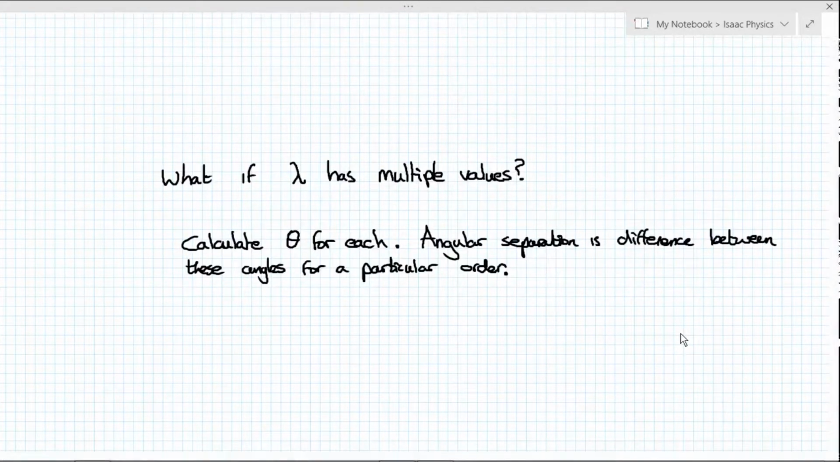You will sometimes get questions where you don't have monochromatic light, or perhaps you have two wavelengths of light or more, and maybe you're asked for the angle separation between two of the same order, maybe a red and an orange colour beam, and you look at the second order for each and want to know the angle between those two beams. In that case, you calculate your angle for each, and then you take the difference to find the separation.